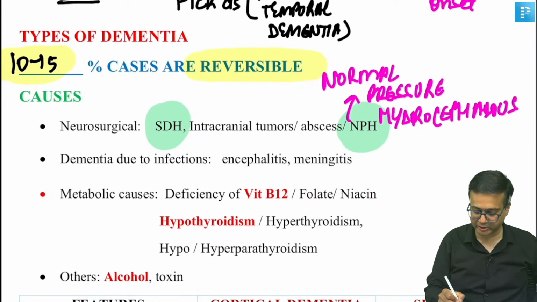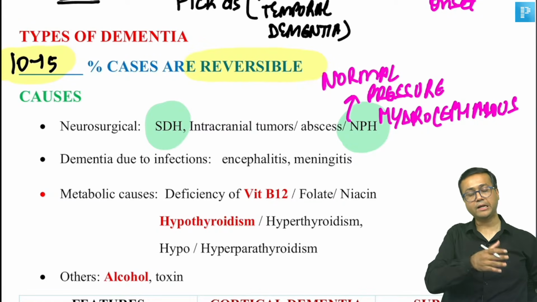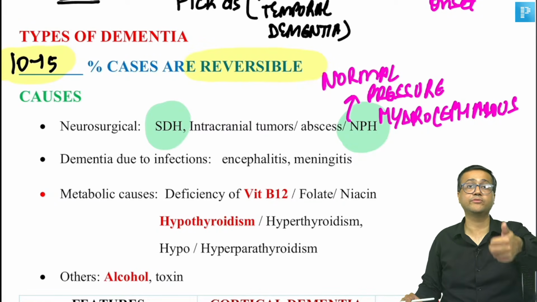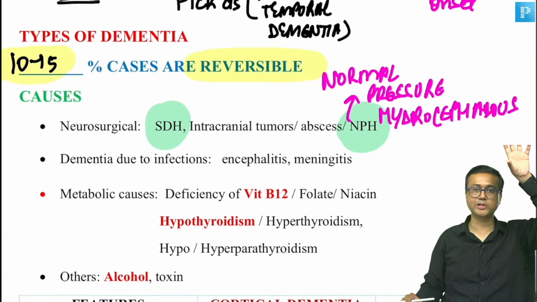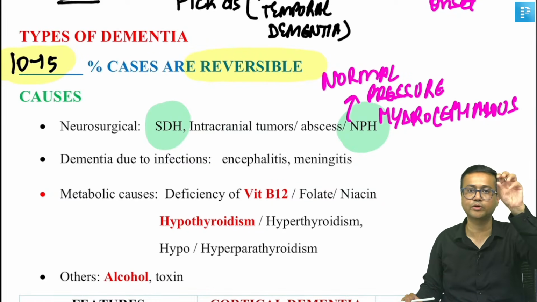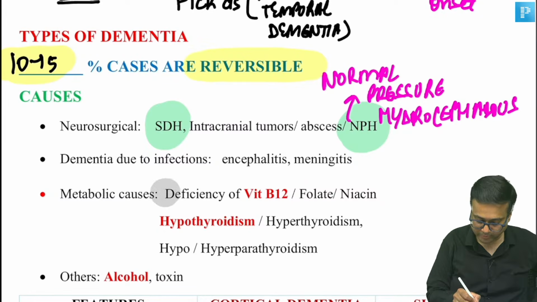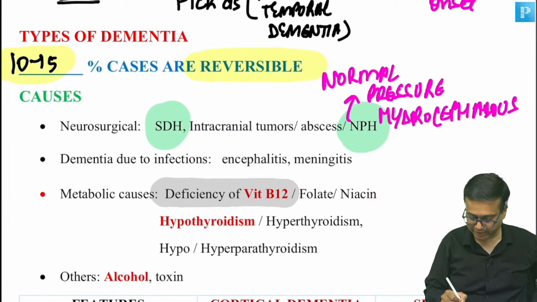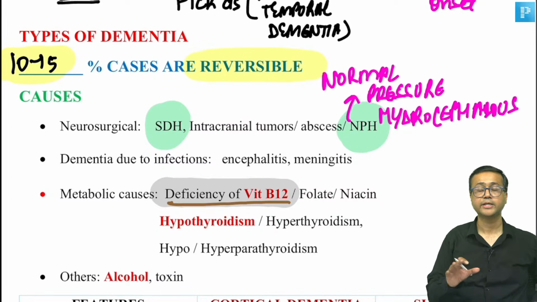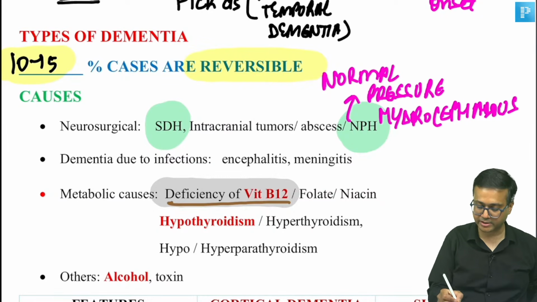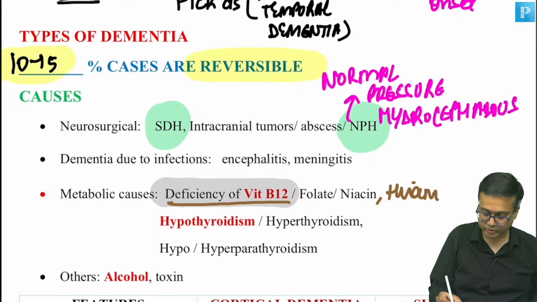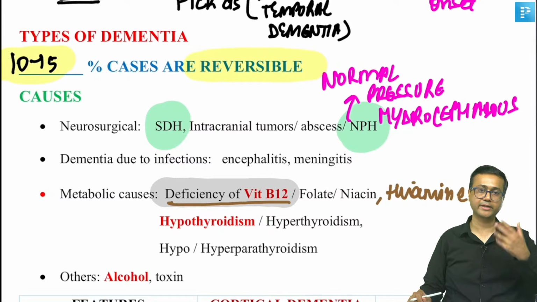Beta, this question came in your exam that an elderly person developed cognitive impairment. So they are hinting towards dementia. They had asked deficiency of which vitamin may cause dementia. If they ask you one important vitamin, please remember vitamin B12, very very important. Even other vitamins like folate, niacin, even thiamine can also cause reversible dementia. You correct it, dementia would be reversed.